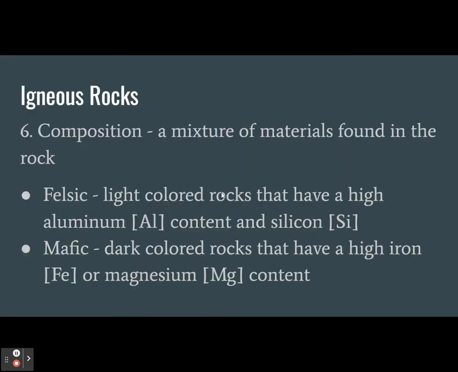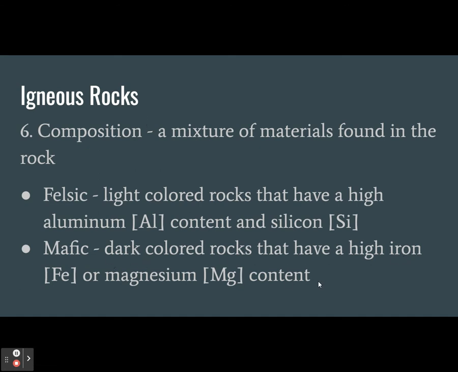Next we have composition. So it's the mixture of the materials found inside the rock. So rocks can be made up of lots of different minerals, and even the same types of rock can also be made of different minerals. We'll talk about that in a little bit. So there's two big distinctions of igneous rocks in terms of their chemical composition. We have felsic rocks, which are light colored and have a high aluminum and silicon content. And we have mafic rocks, which are dark colored that have a high iron and magnesium content.